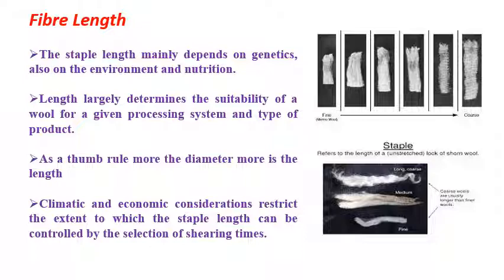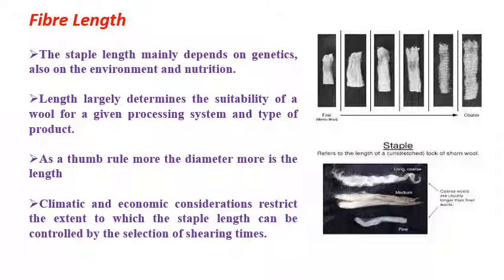There are two kinds of processing, separately for the long wool and the short wool, and they are called the worsted system and the woolen system. So the length decides which system it will go to and what kind of product will be prepared. As a thumb rule, the more the diameter, the more the length. If the fiber diameter is more, then such fibers will be longer. That means if the wool is very fine, the length also will be less.